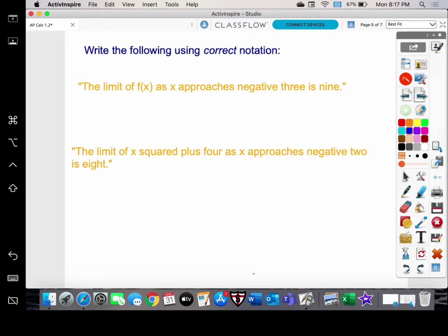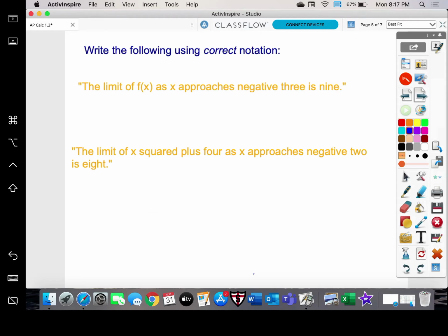All right, this would be a good time for you to pause the video and write the limit of f of x as x approaches -3 is 9 in proper limit notation. And while you're at it, fill out the second one as well while you pause the video.